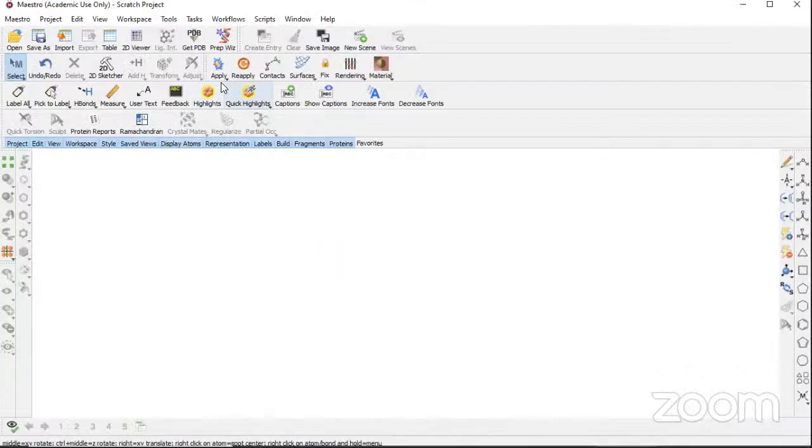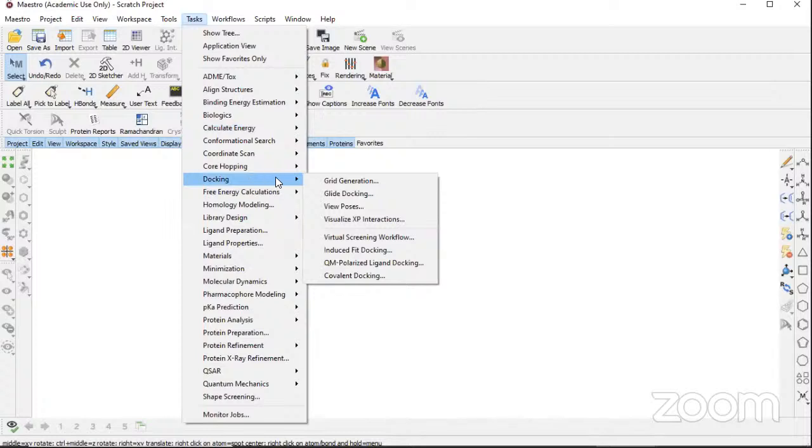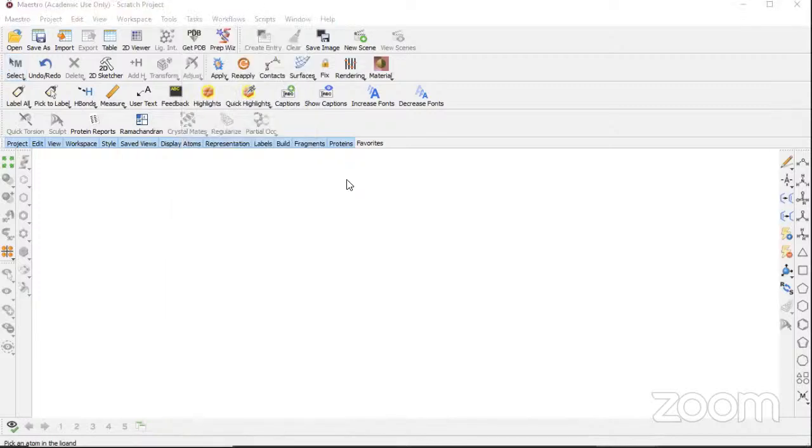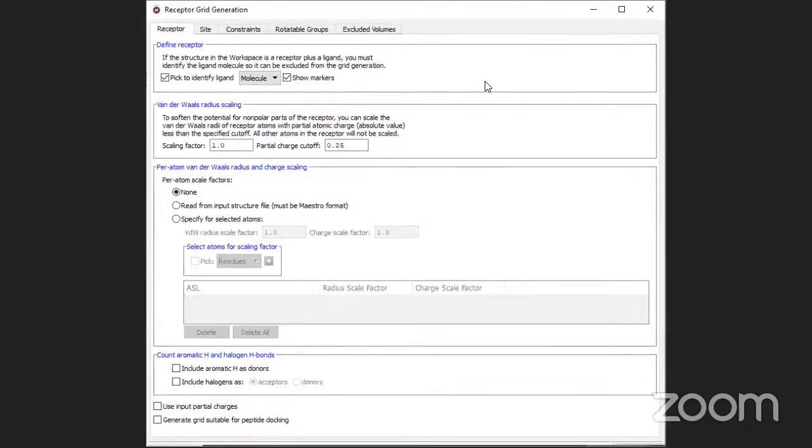Here you can see again we need to go to task. Then here you can find the docking option. Right here, there is an option like grid generation. You need to click on that, then we'll get a window like this.